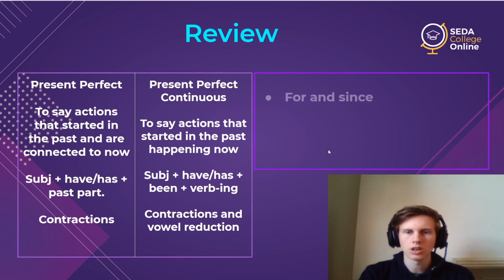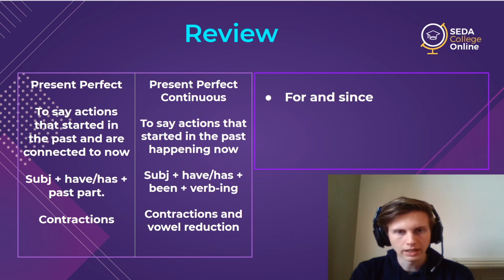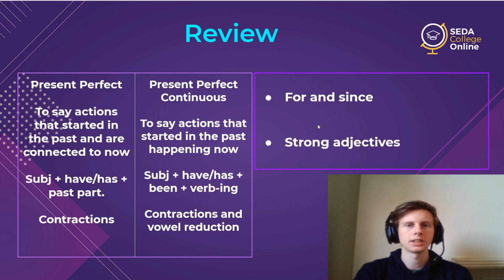In addition to that, we talked about for and since and how they connect to each of these. For a period or amount of time, and since for a specific time. So try to remember those rules and the difference for non-action verbs and action verbs. So present perfect continuous always has action verbs, like jumping, sleeping, eating, walking. These are all the present perfect continuous verbs. And then finally, we did some work with strong adjectives today.